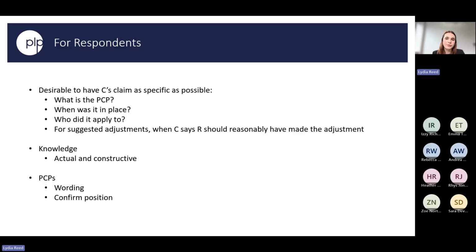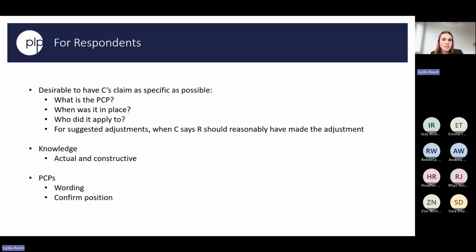But be mindful of requesting further and better particulars. I suggest setting out what's missing in the list of issues instead, and we'll discuss the list of issues in the next slide.